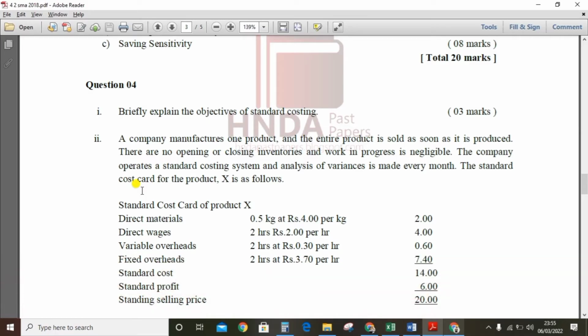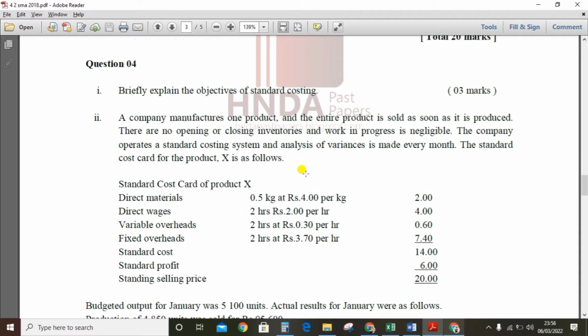A company manufactures one product and the end product is sold as soon as it is produced. There are no opening or closing inventory and work in process is negligible. The company operates a standard costing system and analysis of variance is made every month. The standard cost card for the product X is as follows. The cost card means the details for one unit. So the standard cost card means budgeted details for one unit.